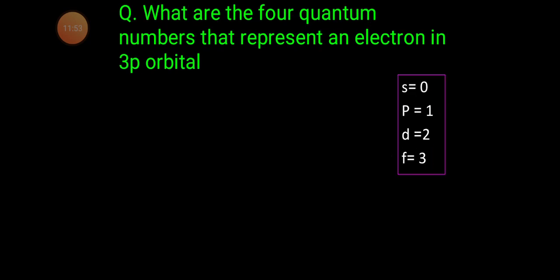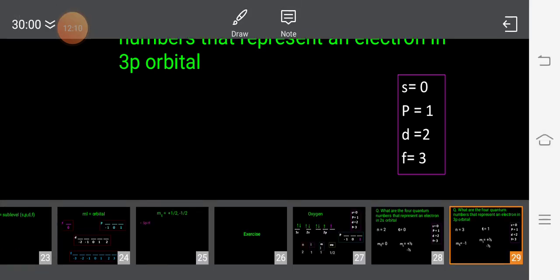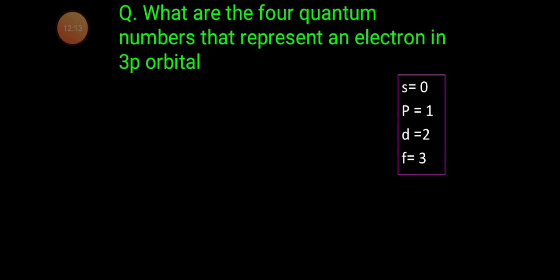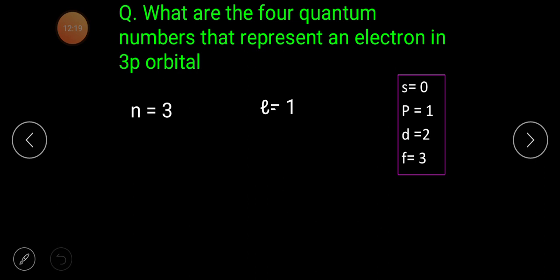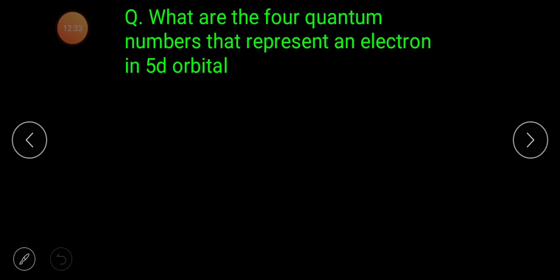What are the four quantum numbers that represent the electron in the 3p orbital? If the electrons are present in 3p, the electron may be in px, py or pz. Suppose the electron is present in the 3px orbital. Now the four quantum numbers are: n is equal to 3, l is equal to 1, ml is equal to -1 because it is present in px, and for that electron, which may be upward or downward, ms is plus half or minus half. In this way, these are the four quantum numbers.